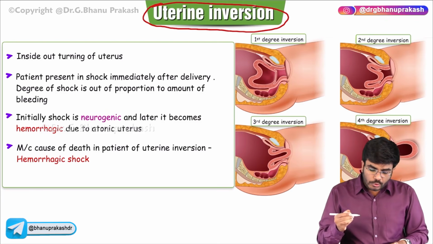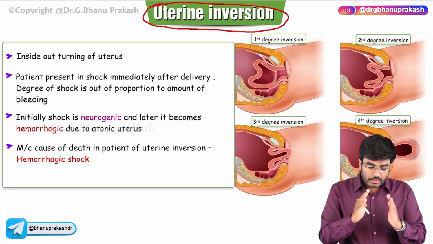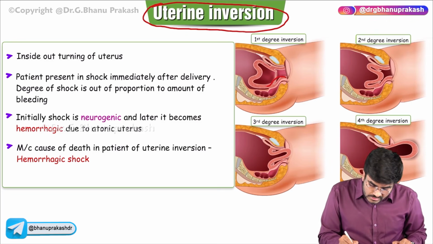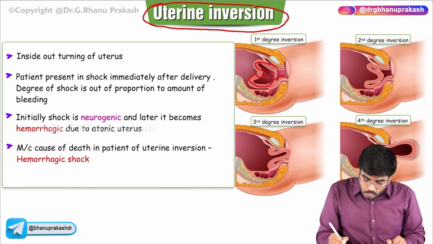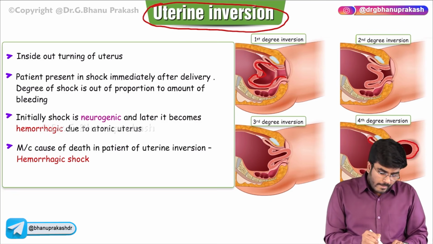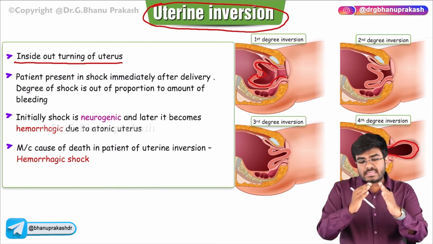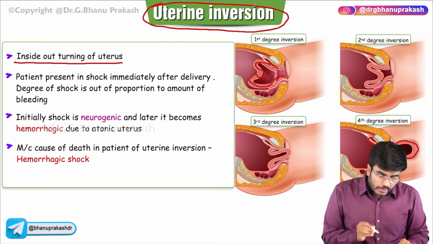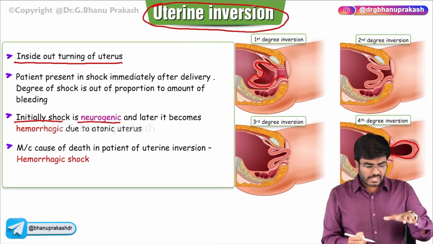Guys, what exactly is a uterine inversion? After delivering the baby, the uterus may turn inside out. This is not uterine prolapse. This is uterine inversion. The uterus is inverted, an inside-out turning of the uterus. Because of this, the main problem is going to be shock. Initially, the shock is going to be neurogenic shock. Suddenly the baby will fall.